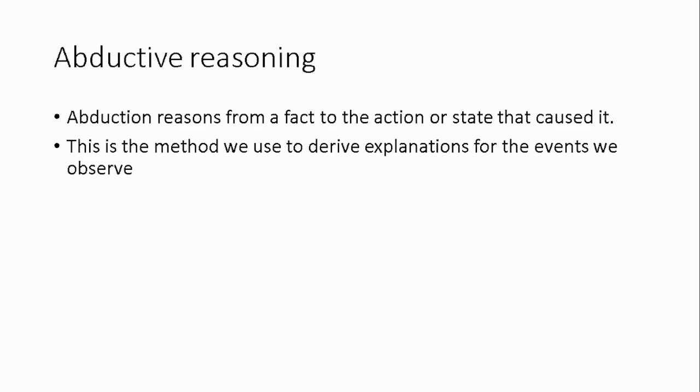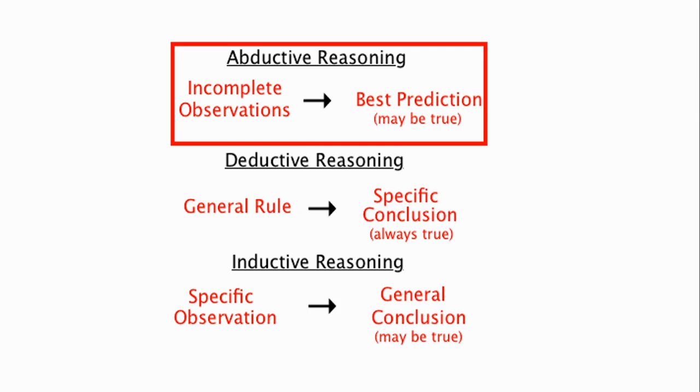Next, abductive reasoning. Abductive reasoning goes from a fact to the action or state that caused it. This is the method we use to derive explanations for the events we have observed. So these are the three types of reasoning techniques used to solve problems or draw conclusions. The first one is abductive reasoning. Sometimes in abductive reasoning the observations may be incomplete, so from that incomplete observation we try to get the best prediction. Sometimes it may not be true.